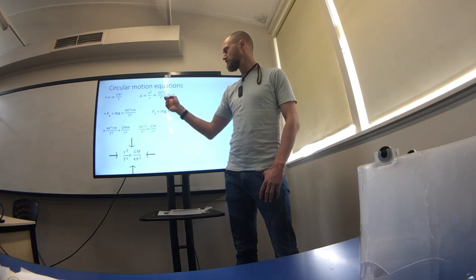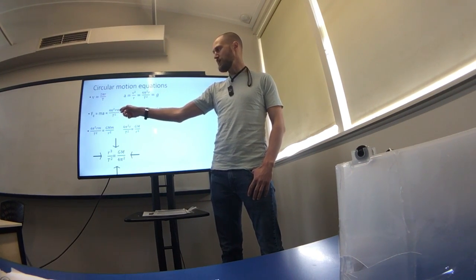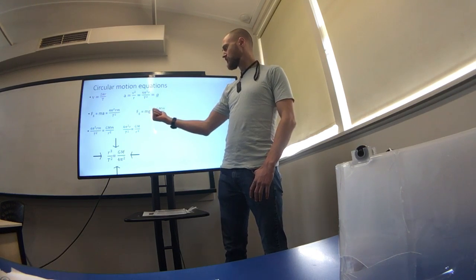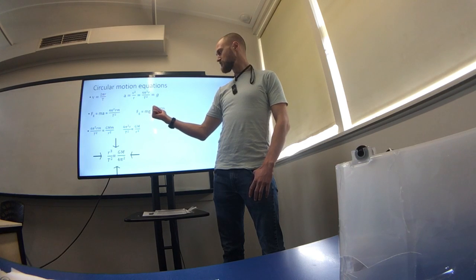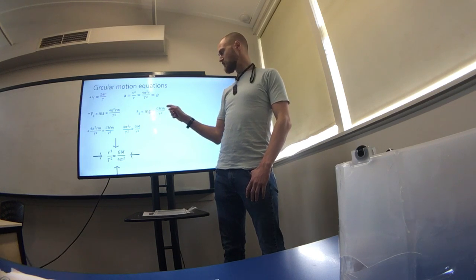I take this term for acceleration, put it in there, multiply it by mass, and I get this out. I'm going to leave that sitting there for a bit. We've also got gravitational force, which is mass times gravitational field strength. Gravitational field strength is GM over r squared. I times that by the mass of the satellite and get out this term here.